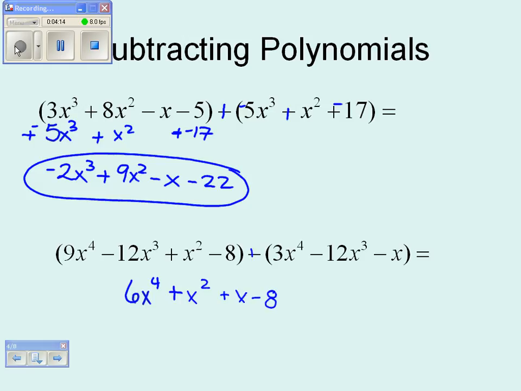So one thing we want to keep in mind is I take the opposite of everything. So 9x to the 4th plus negative 3x to the 4th. And then this negative x cubed plus a 12x cubed would cancel those out. And then I don't have anything to add to the x squared, so I just go ahead and bring it down. And I don't have anything to bring to the x, so I go ahead and bring it down. And then nothing to add to the negative 8, so I go ahead and bring it down. And then I can't combine these together because they don't have the exact same exponent. Does that make sense?